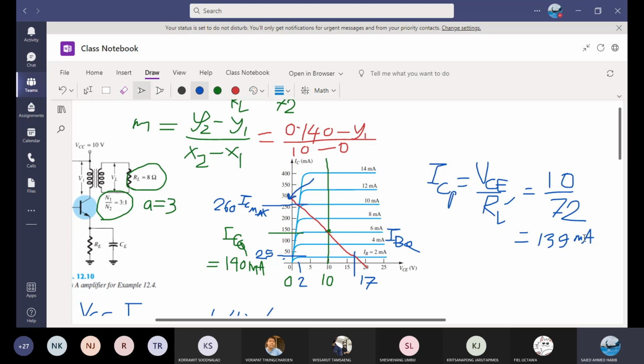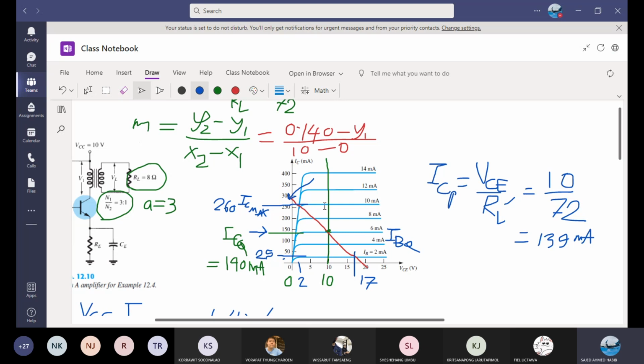This is one peak, all right? So you have ICQ right here. With 140, you add 139. How much do you get? 279. This is the maximum point the line will extend to, that is 279.